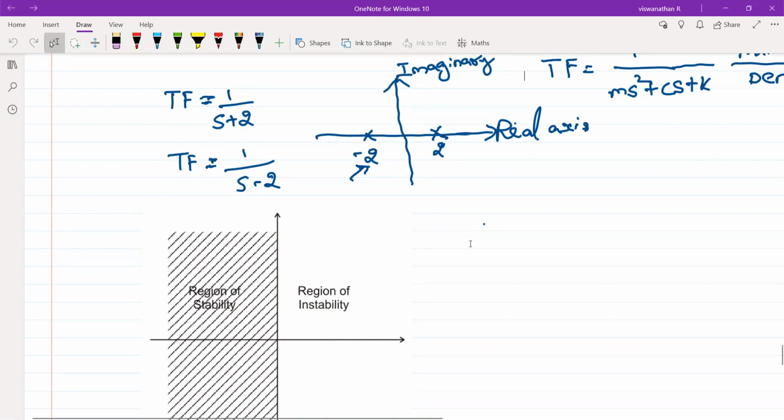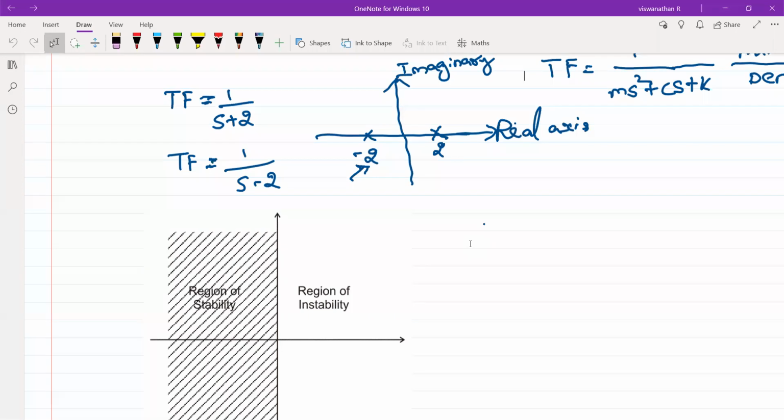So what is stability? Bounded input, bounded output. For a bounded input, we should always get a bounded output. There should not be any unbounded output. For a small input, you should not get a very large output. That is the idea. So the system must be stable, or sometimes the system is marginally stable.